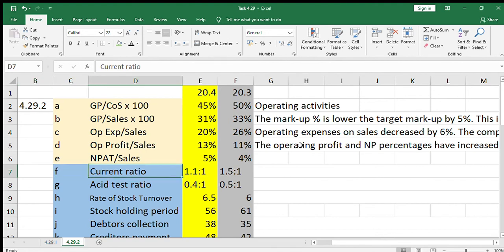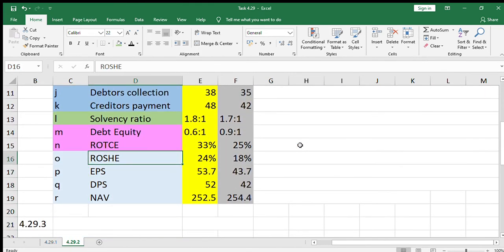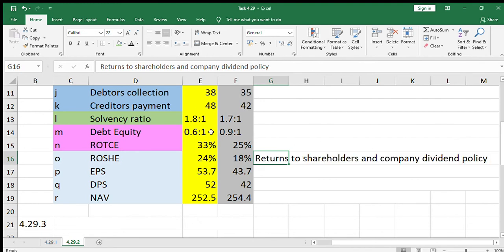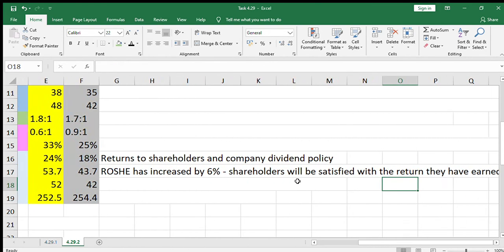Okay, the next thing is the returns to shareholders and the company's dividend policy. So we're going to look at the last few ratios: the return on shareholders' equity, earnings per share, dividends per share, and the net asset value per share. These are the ones we're going to use to comment on. So let's look at the first one, the return on shareholders' equity. The return on shareholders' equity increased by 6%. So shareholders will be satisfied with the return they have earned.